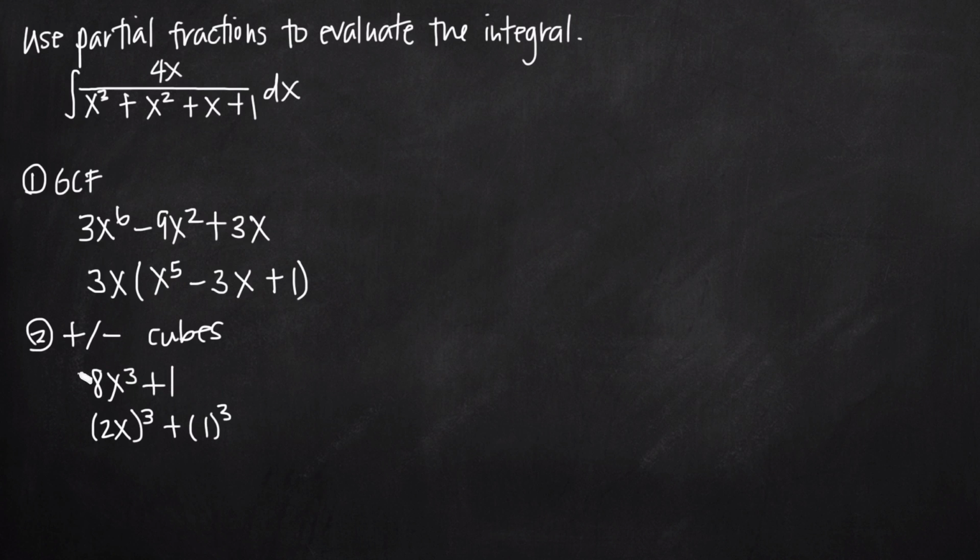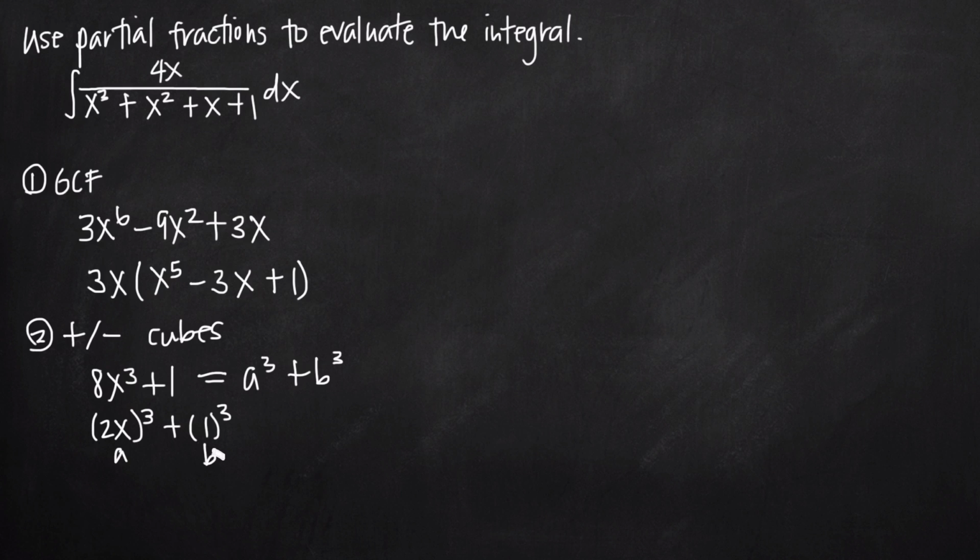Now, just looking at this on its own, 8x cubed plus 1, it might be difficult for us to factor. In the case of perfect cubes like this, when we have the sum of perfect cubes, what we need to say is that this is going to be equal to a cubed plus b cubed, where we've identified a equal to 2x and b equal to 1.